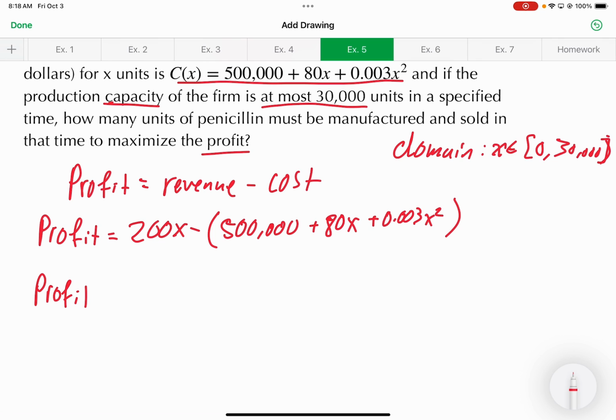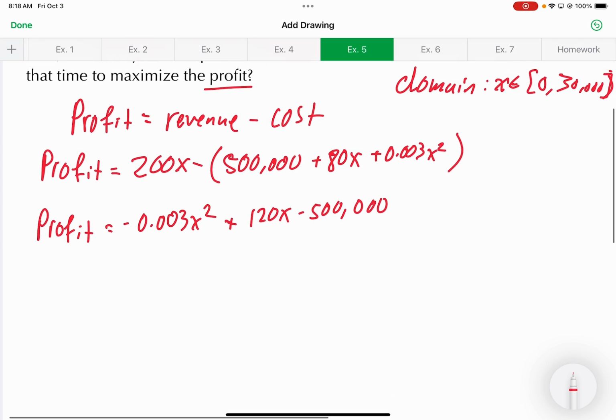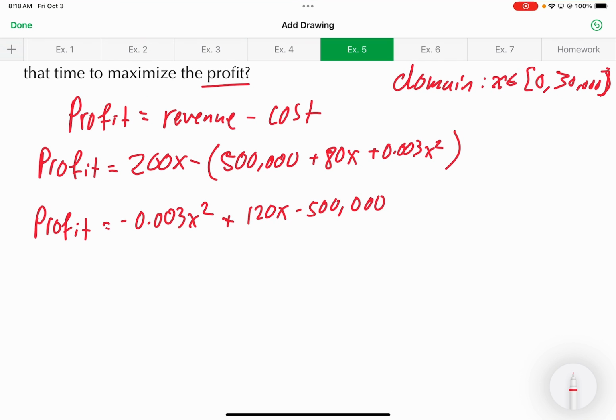You might be asking yourself, if they want to make more money, why don't they just make the maximum amount of pills? Well, let's see what happens when we do that. Let's take a second to simplify everything. So negative 0.003x squared, and then 200 minus 80 gives me plus 120x, and then minus 500,000. Now we're ready to differentiate.